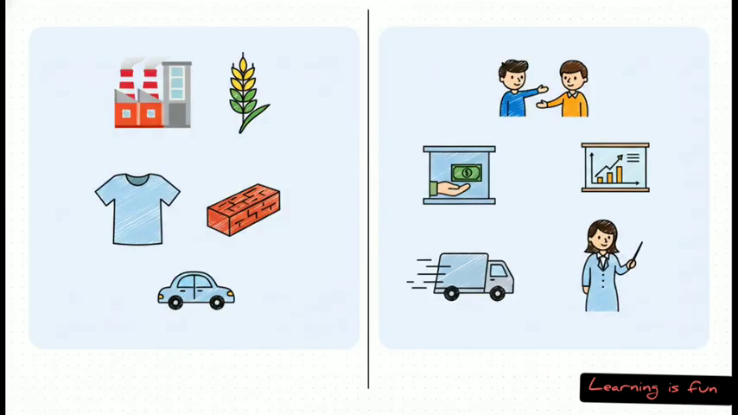So, here's the super simple way to remember it. The primary and secondary sectors, they produce goods, actual stuff you can touch. The tertiary sector, it generates services, things people do for you and for each other. That's really the core difference.